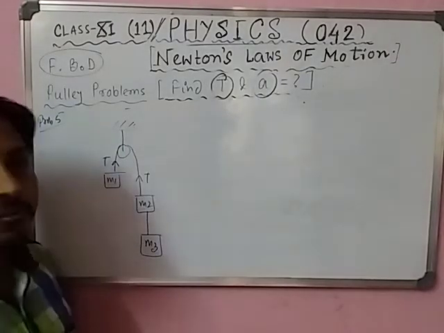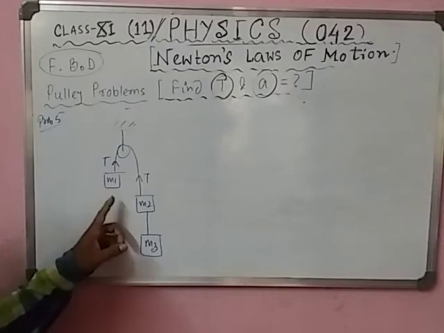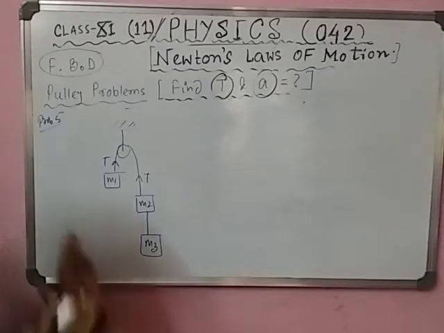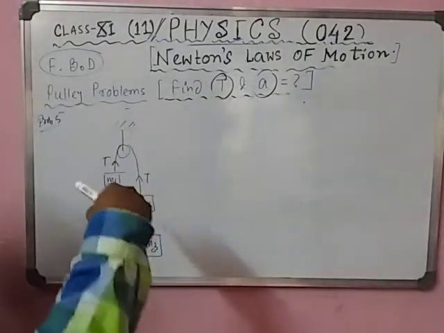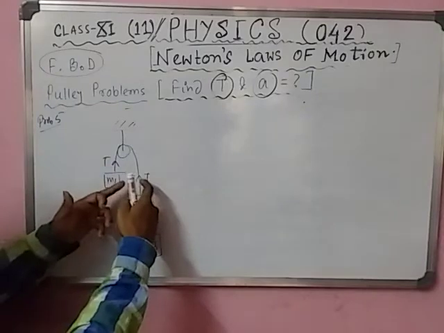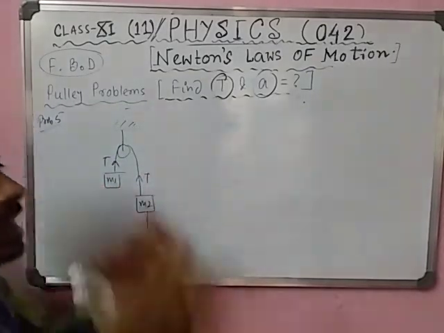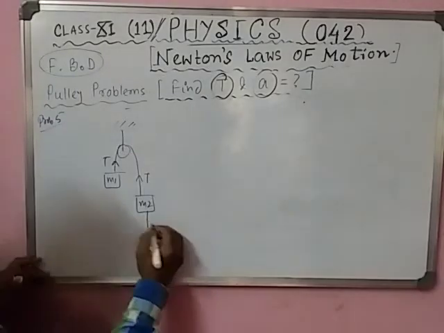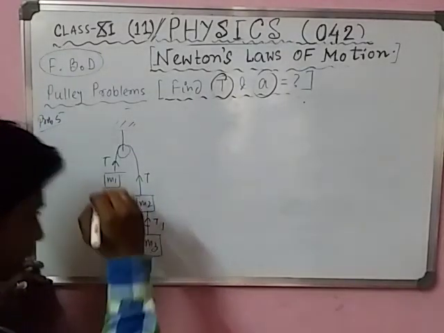Now students, problem number 5. Copy it. First draw it. See here M1, M2, M3. Pause the video and draw it first. See students, here are M1, M2, M3, three masses attached with two strings. The first string has tension T, because single string, single tension. In the second there is also a string, where you can put T1.